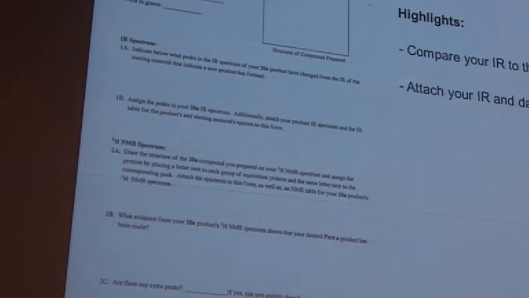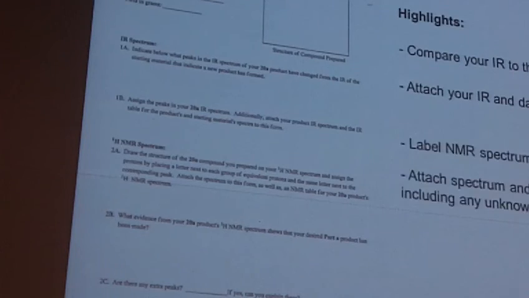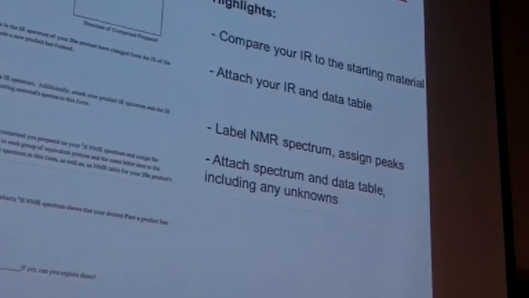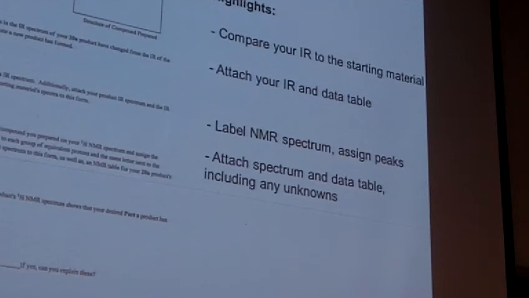Use your starting material and your expected product as your guide when interpreting that. Hopefully that should be relatively straightforward. Again, attach the spectrum and include any unknowns in there. On your spectrum, be sure you draw your product out and then label all the peaks, A, B, C, D, etc. Label those as best you can on the spectrum itself, both on your compound and correlated to the spectrum.